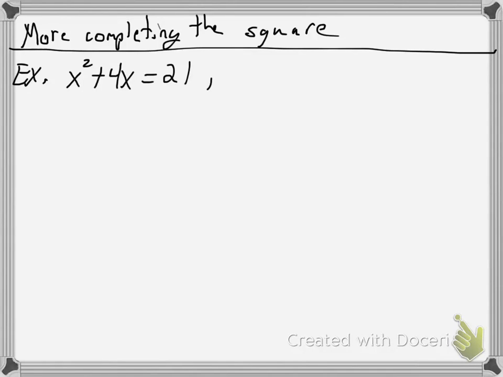I thought I'd do a couple more examples of completing the square with you. These are actually the ones we did in class, but it might be helpful to see them again. So this is the first one we did, which completed the square. X squared plus 4x equals 21.